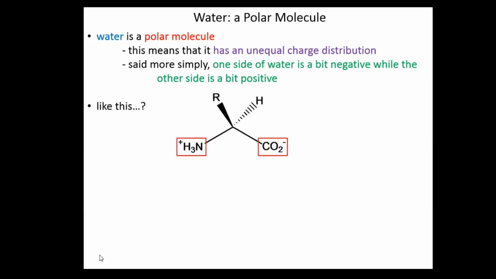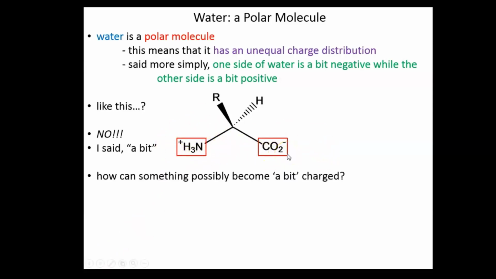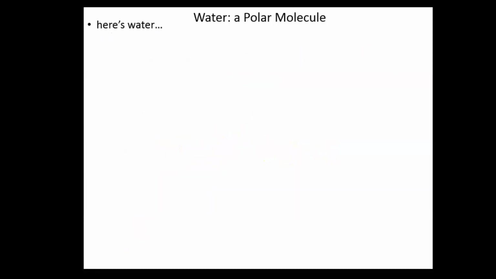But wait a minute, there's a problem with this example, because I said that water is a bit negatively charged on one side and a bit positively charged on the other. And here you can see full charges. This is a full positive charge and a full negative charge. So how can anything be a bit charged? What does that really mean? And we get to these partial charges through a chemical property called electronegativity. So water is a perfect example of electronegativity in action.